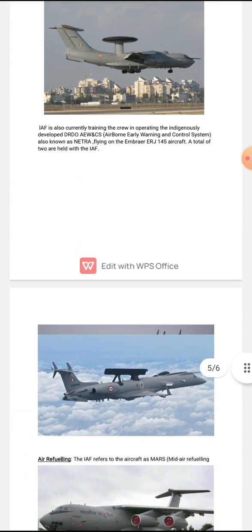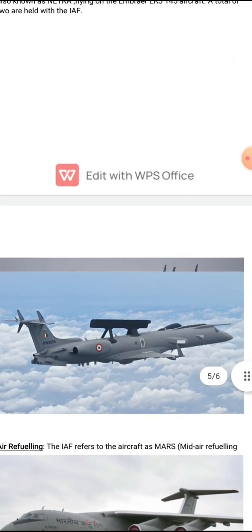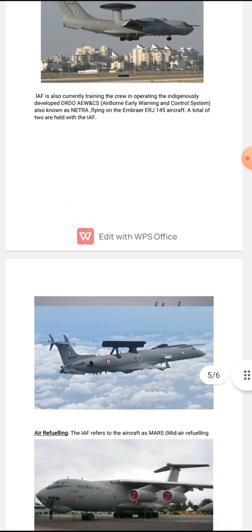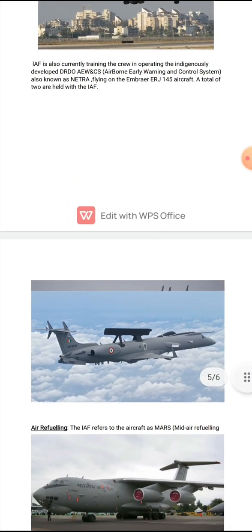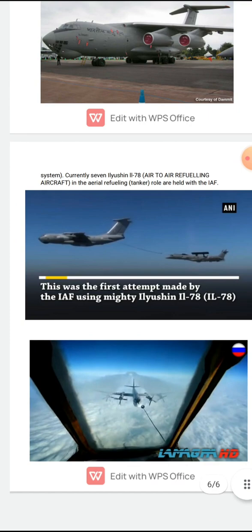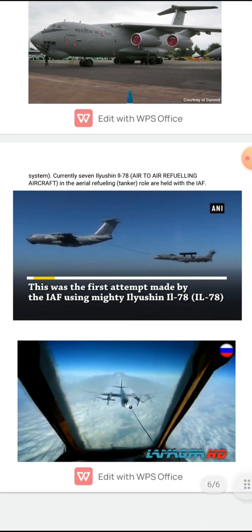This aircraft did the mid-air refueling of the ERJ-145 aircraft. So this image you are seeing is the ERJ-145 aircraft, and the black thing above it is the Netra AWACS. So this air refueling tanker did the mid air to air refueling of this ERJ-145 aircraft of the Indian Air Force. So these all are the force multipliers of the Indian Air Force.